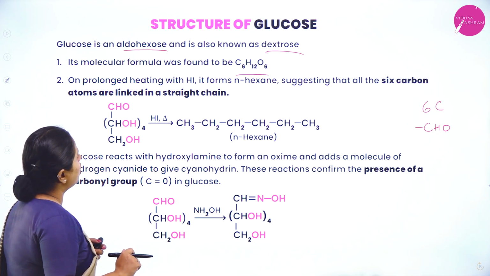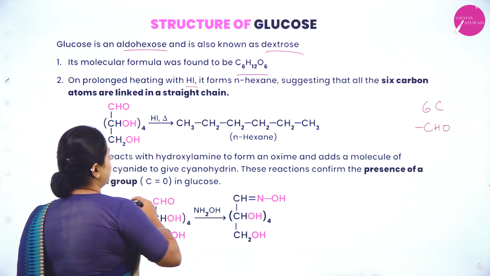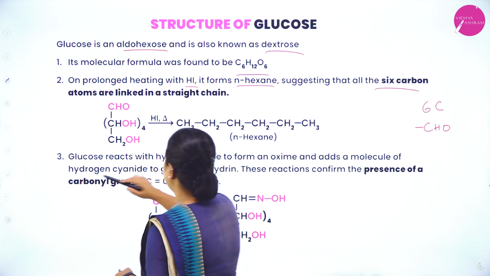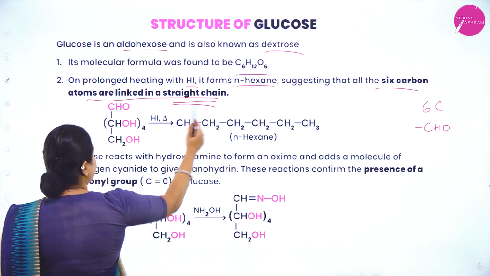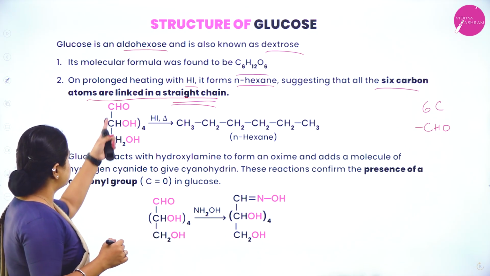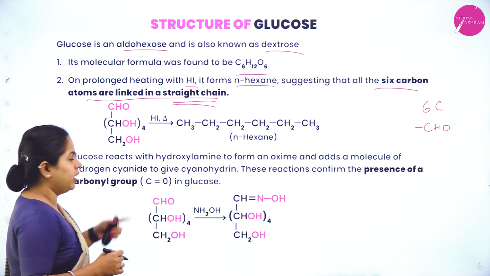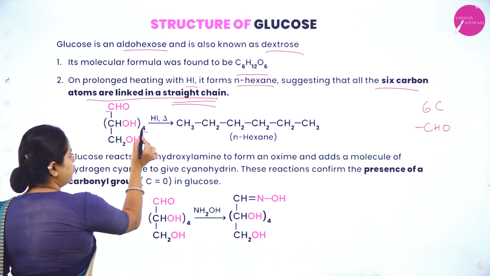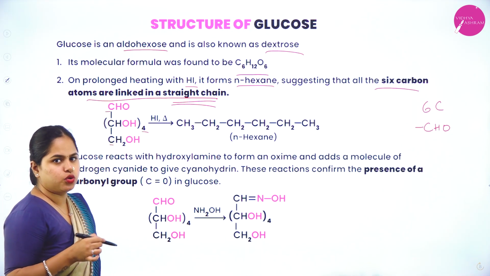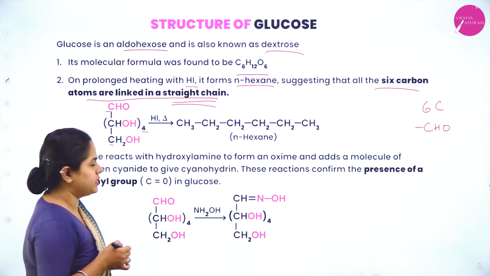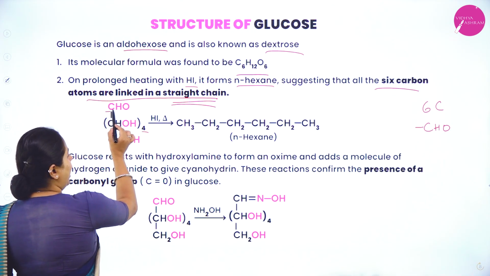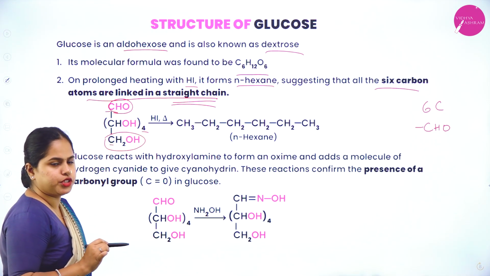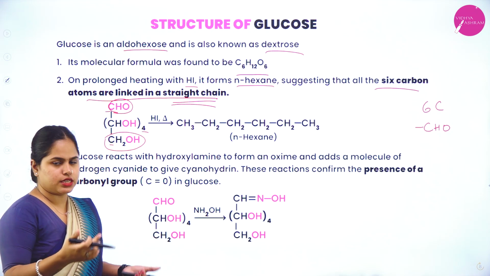First one, on prolonged heating with hydrogen iodide, it forms normal hexane, suggesting that all the 6 carbon atoms are linked in a straight chain. Okay, so this is the glucose which is shown here, which is having 6 carbon atoms. So you can see 1 here, then you have 4 here and 1 here. So total 6 carbon atoms are present. And then you have the aldehyde, CHO, present here, and you have an alcohol here, CH2OH. So this structure we are going to discuss in detail.